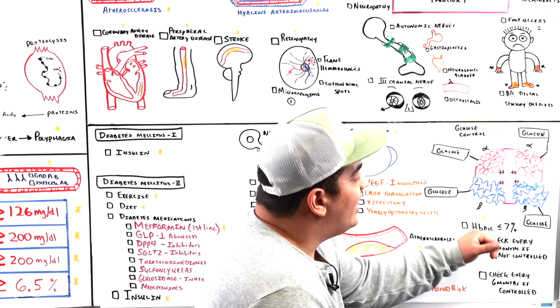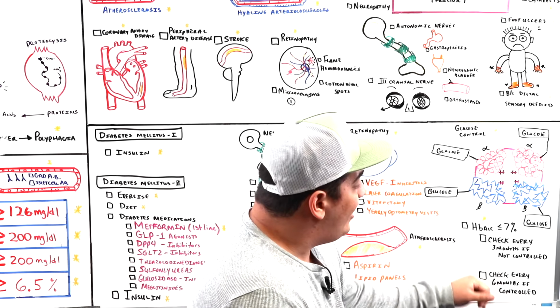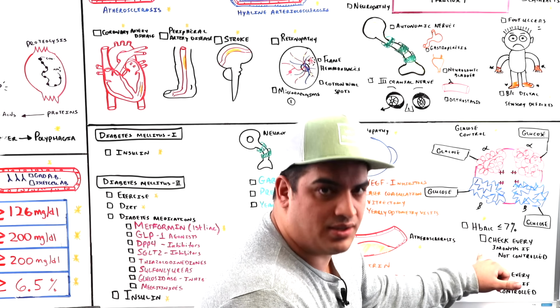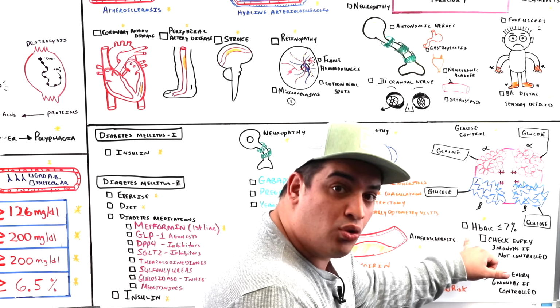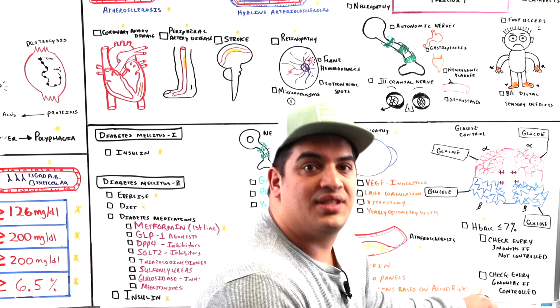Now, if it is uncontrolled, so it's greater than 7%, then you might want to check their hemoglobin A1C every 3 months. But if it's actually well controlled, you're keeping it around 7, maybe even lower, then you can check it every 6 months.